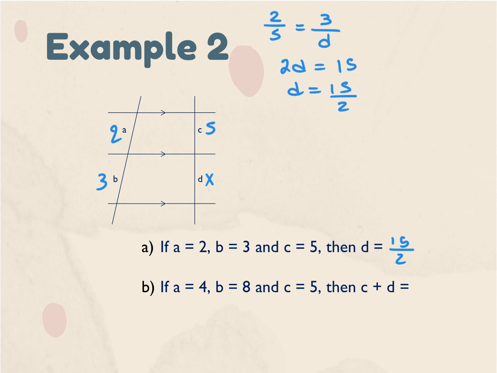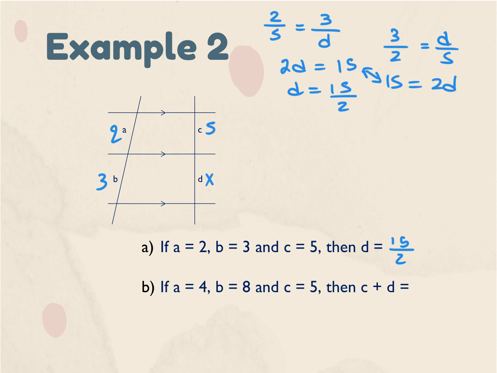Now, I also want to show you another way that you can do it. You could have done the entire left side and then the entire right side. So I could do, for example, 3 over 2 equals d over 5. And I end up multiplying 5 and 3, that's 15, and 2d, which leaves us to d is equal to 15 over 2.